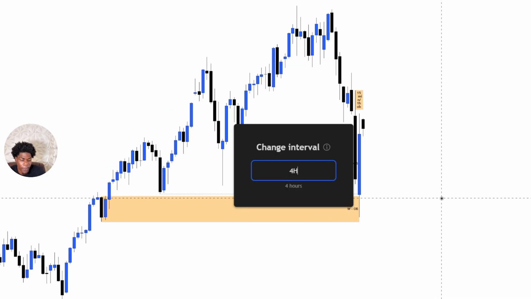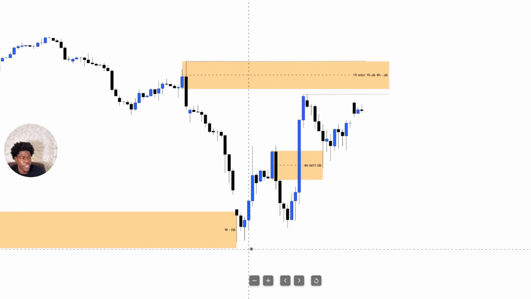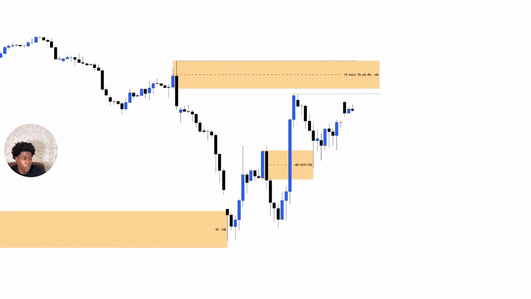Let's go down to the 4 hour. And now on the 4 hour, price pushed down, respected this old low and gave us a failure swing type of model, right?